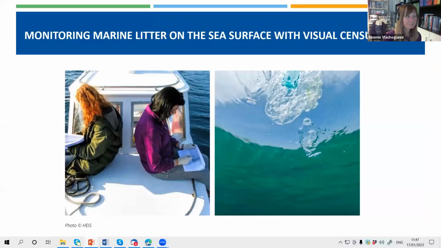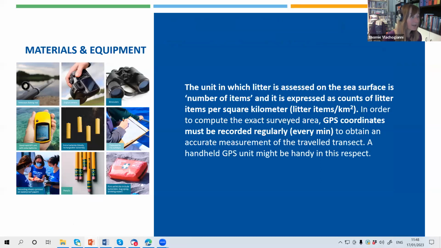And so regarding the materials and equipment to be used, similarly as for beach macrolitter: a camera, a handheld GPS unit, recording sheets, and maybe binoculars, because in some cases they might be useful in identifying the litter items.